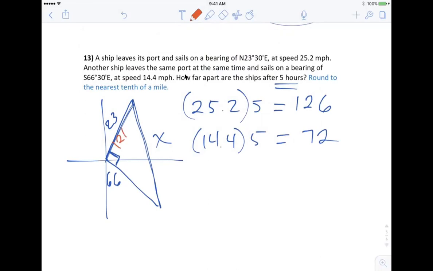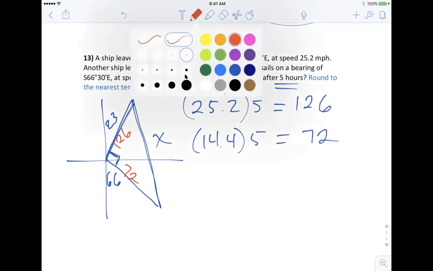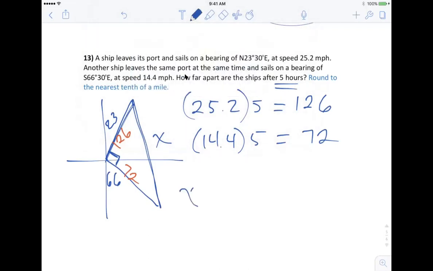Okay. And then again, we are set up pretty nicely for Pythagorean theorem. This length is 126. This length is 72. Know two sides, need the third. Right triangle. It's Pythagorean theorem. So I know I'm going to have x squared equals, so I can just do square root of 126 squared plus 72 squared.